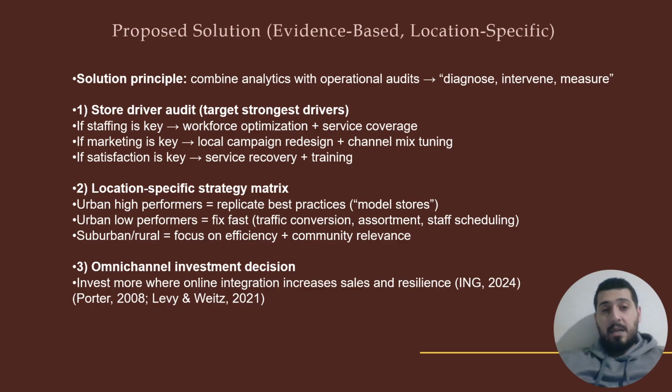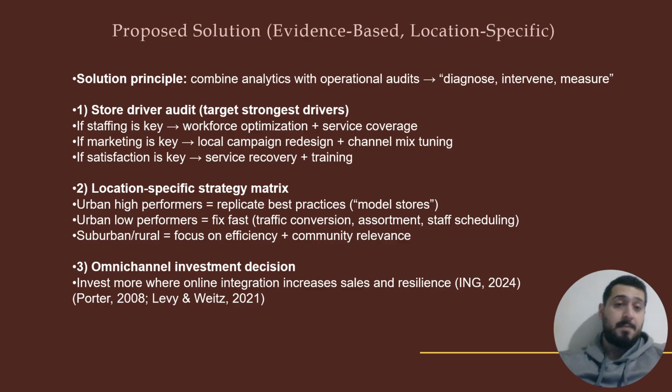First, I recommend a store driver audit focused on the predictors that show the strongest estimated relationships with sales. For example, if staffing intensity appears most influential, the intervention is workforce optimization, improving coverage during peak times and enhancing service quality. If marketing spend is influential, the intervention is not simply spend more, but redesign campaigns locally, improve channel mix, and track conversion. If customer satisfaction is influential, prioritize service recovery processes and training.